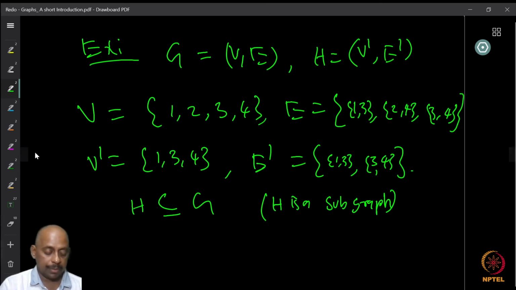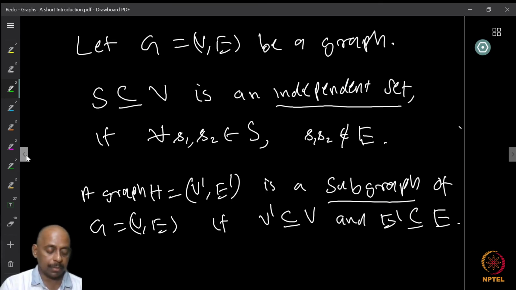Now, let me define another concept, what we call a subgraph. Let us say that we have a graph G and a graph H. H is a graph on the vertex set V dash with the edge set E dash. So V dash, E dash is a graph, and let's say we call this graph H.